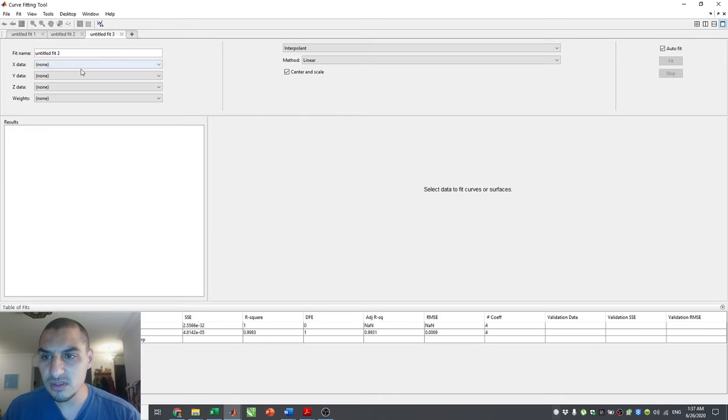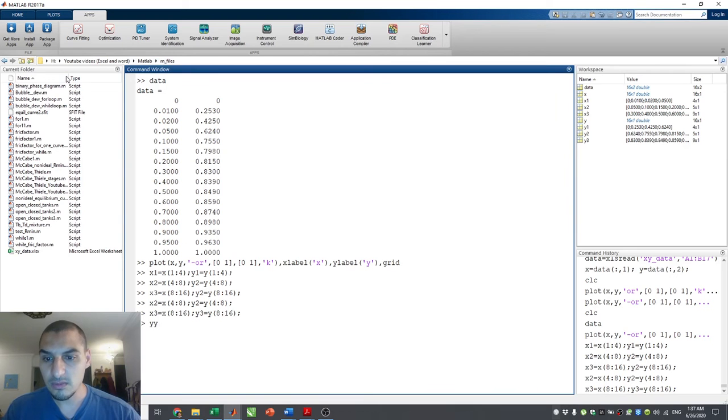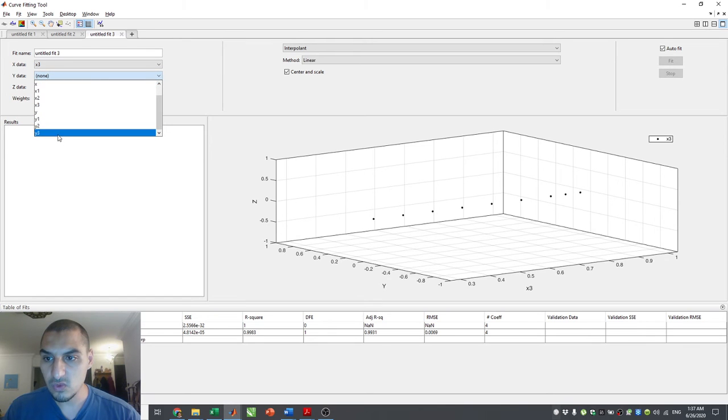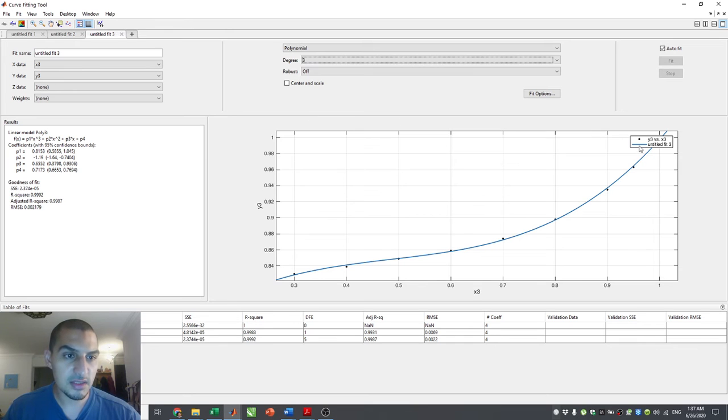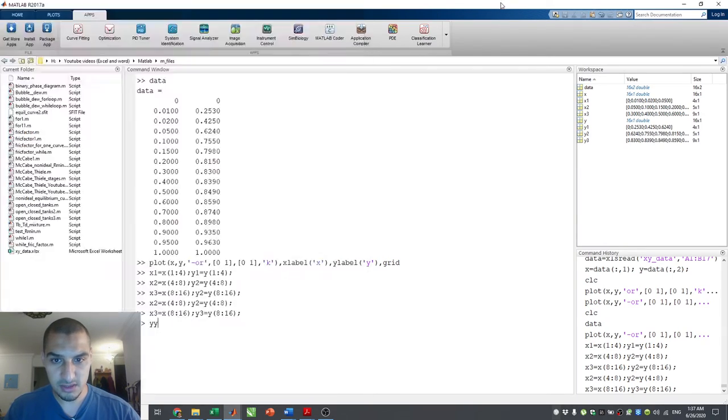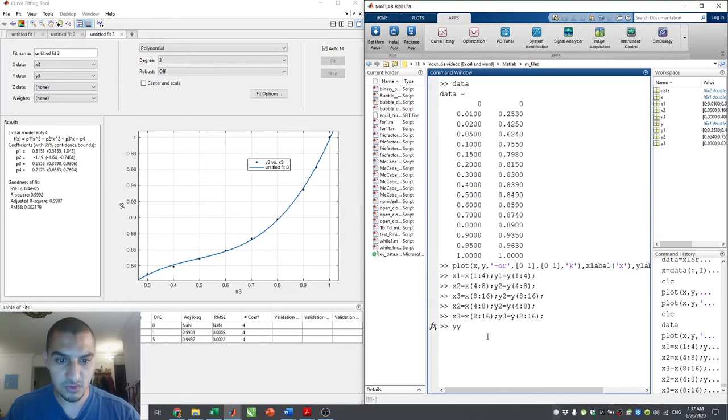So I have this, and the third part would be x3 against y3, again a third order polynomial, and again you can choose to try any other equation. You can use logarithmic, whatever kind of equation you feel is going to be a good fit. This is a very good fit, 0.9992. So now I have three equations that describe the system well. I'm going to make this in Matlab, side by side.